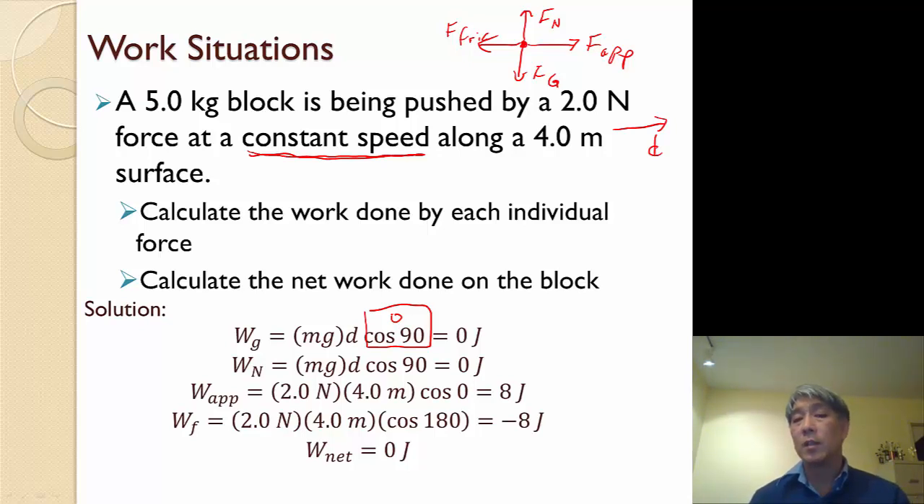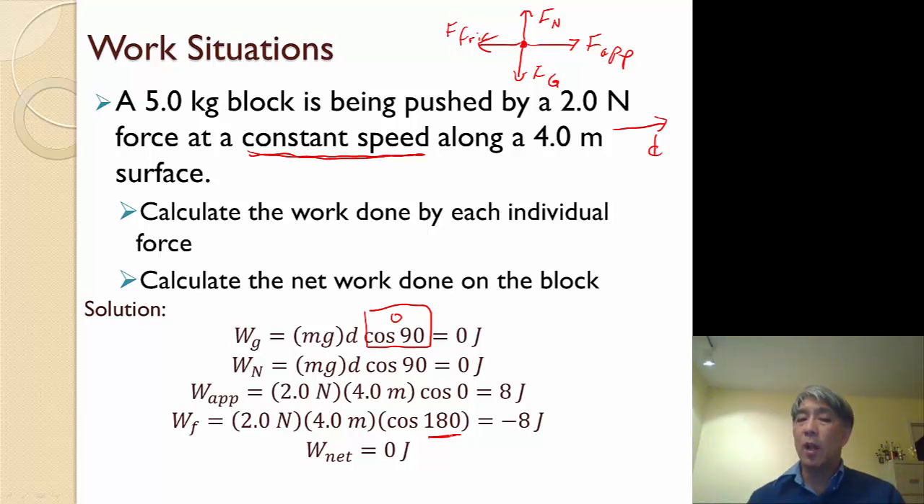Friction, however, is in the opposite direction. So if I look at the angle there, it's going to be an angle of 180 degrees. Cosine of 180 is -1. So friction does -8 joules. Basically what it's saying is that friction is taking energy away from my block.